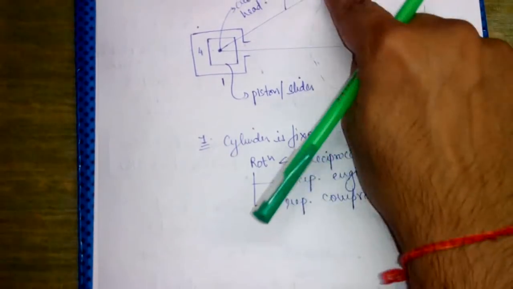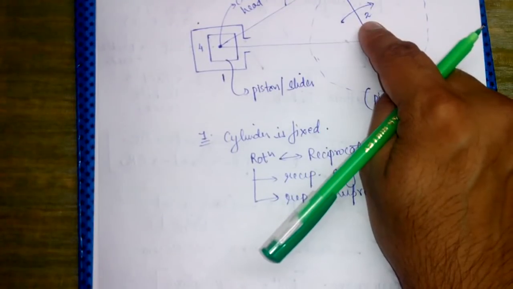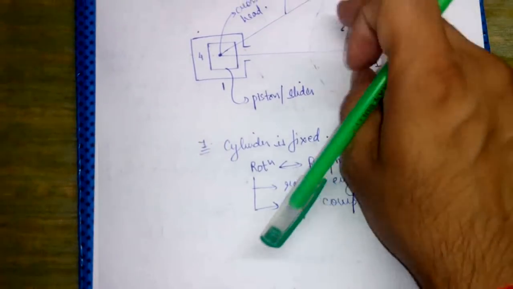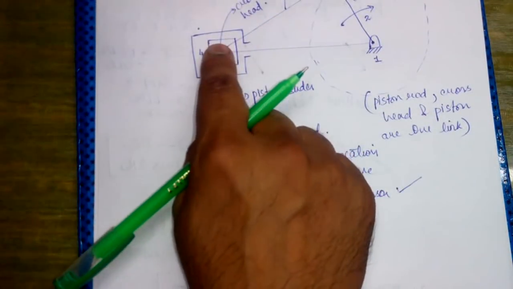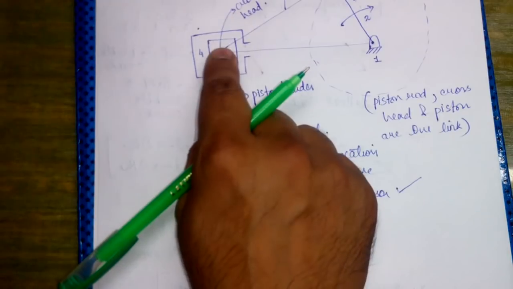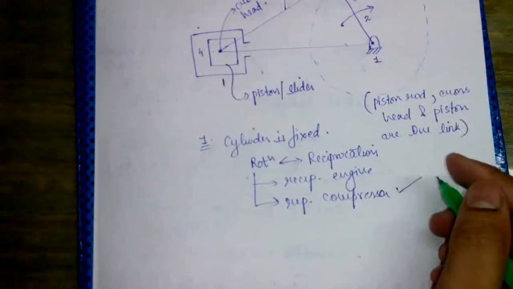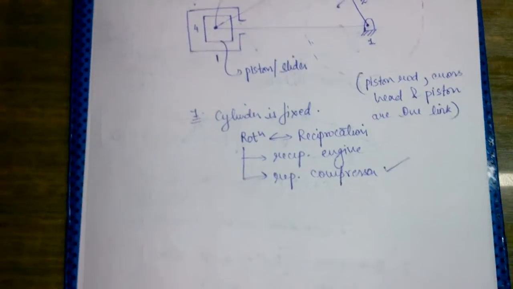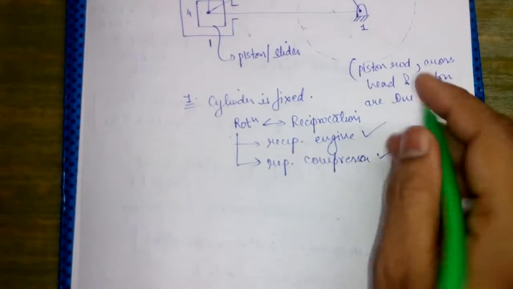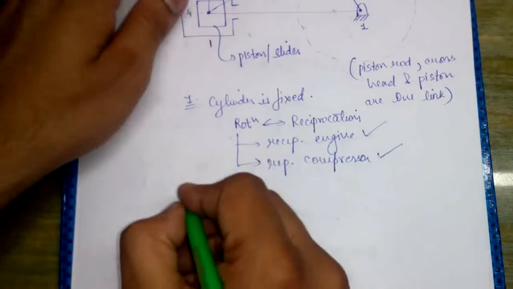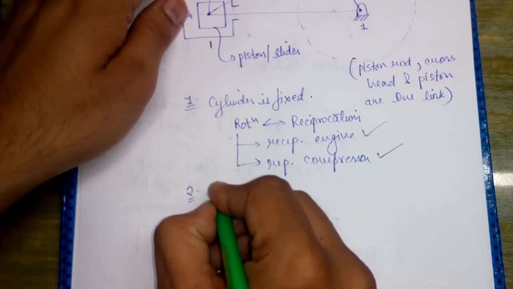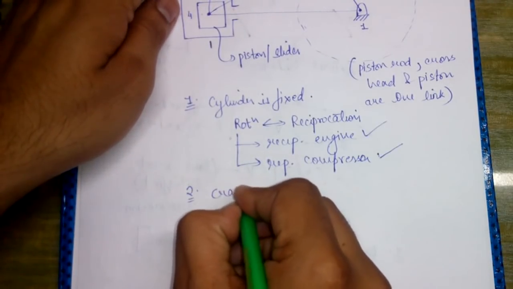Okay, if the input is given at the crank, then it would become a reciprocating compressor, and if the input is given here at the piston, then it becomes a reciprocating engine. So it can work both as an engine as well as a compressor. So the first inversion was when the cylinder was fixed. Now the second inversion that we will obtain is by fixing the crank.